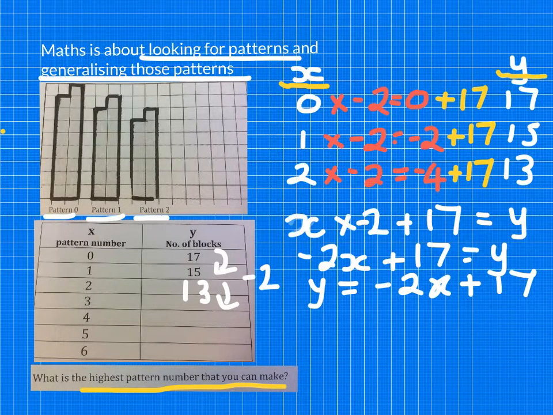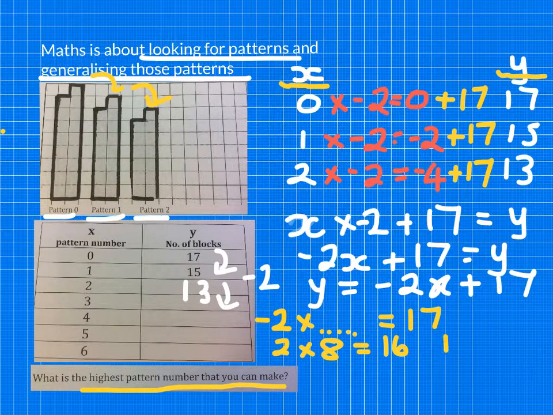What is the highest pattern number that you can make? If you keep on taking off and getting smaller and smaller each time, then eventually there won't be any blocks left. We're taking off 2 each time, and there were only 17 first of all. So the question is, how many times can we take off 2 if we're going to be able to get to 17? Well, if we do 2 times 8, that is going to be 16, so there's only 1 left.